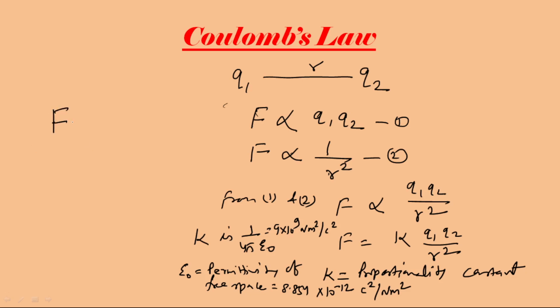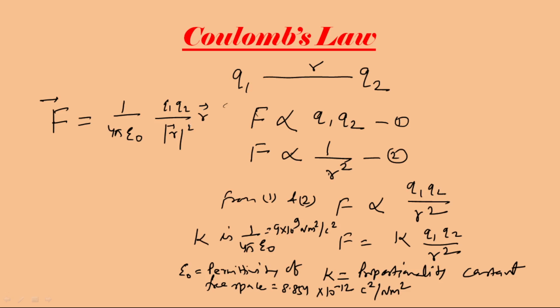So F in vector form, we can write it as, this is called vector form, 1 by 4 pi epsilon 0 q1 q2 by mod of r square, into r vector. So this is in vector form.